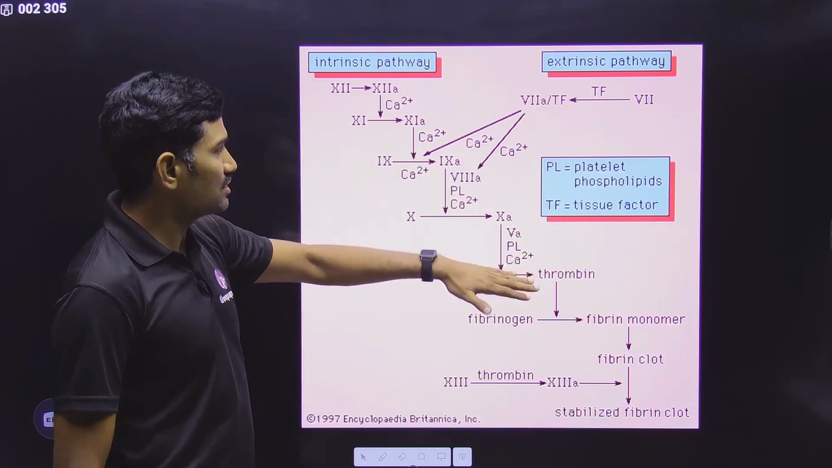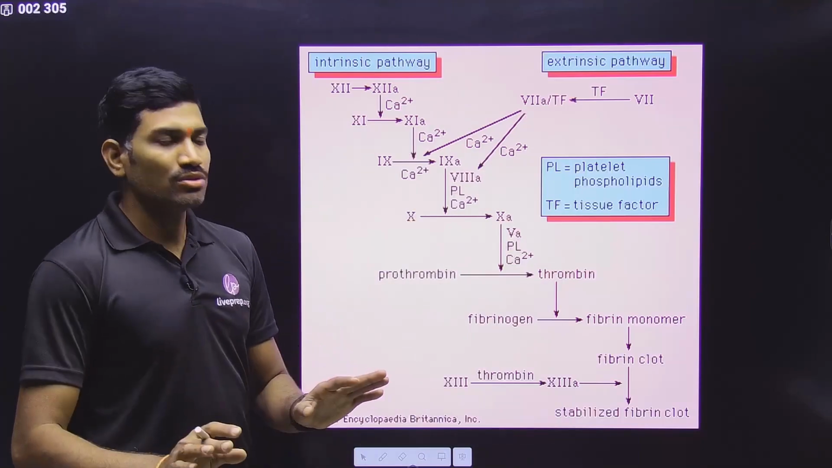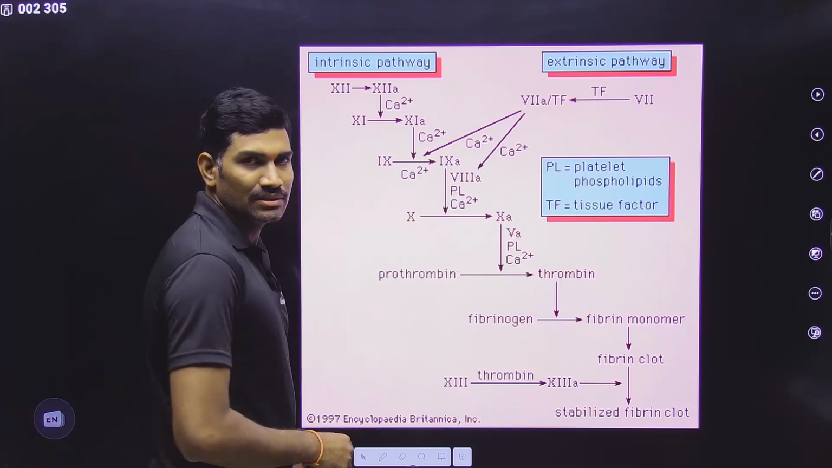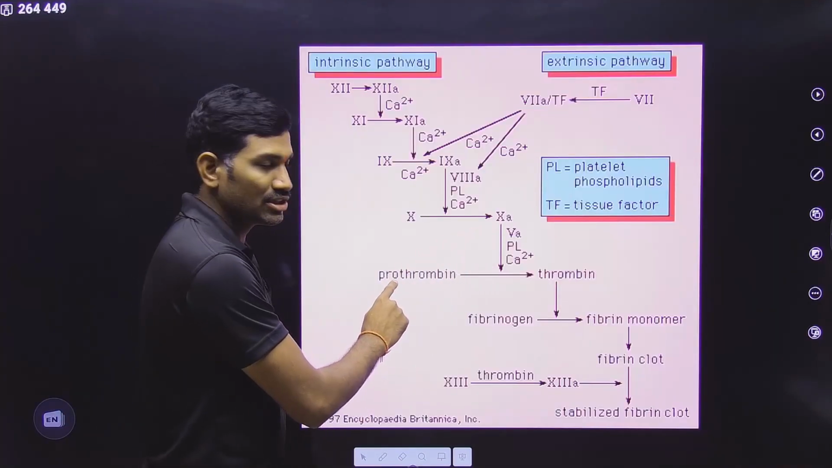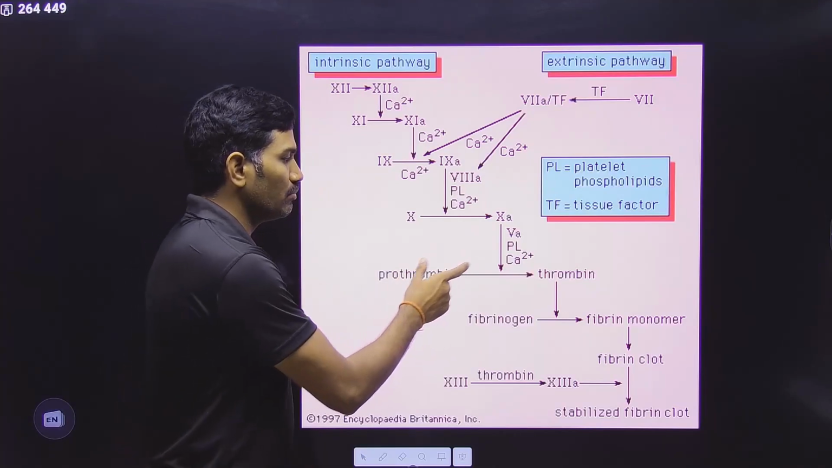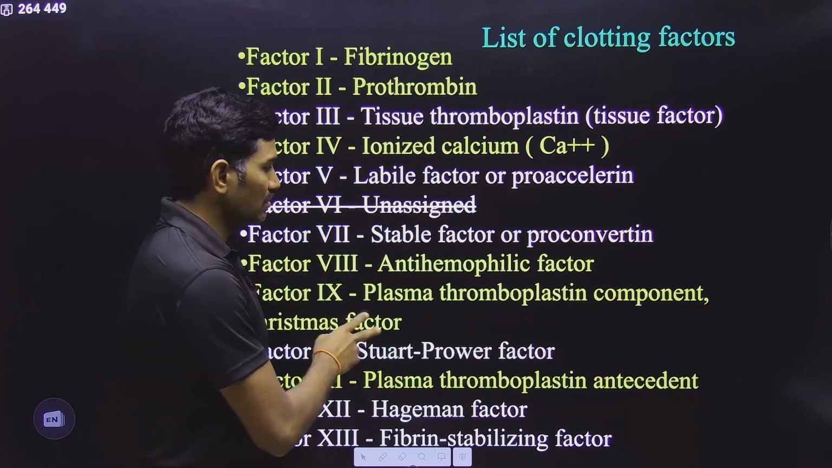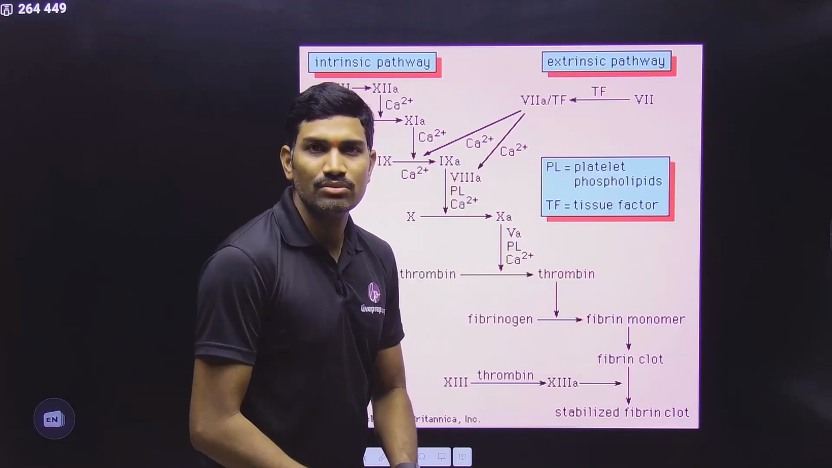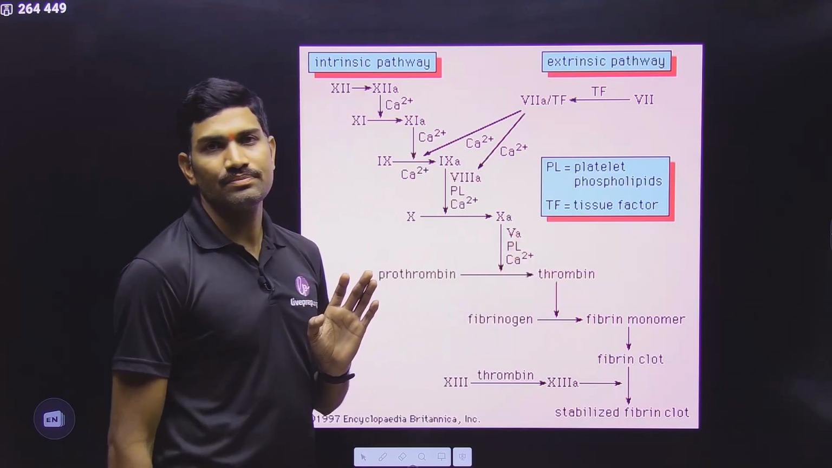Now from here onwards, whether it is intrinsic or extrinsic, these are the common steps. So now let us see what is happening here. Activated number 10 is helping in conversion of prothrombin, which is inactive, into thrombin. What is prothrombin here? It is number 2. Yes or no? It is converting inactive number 2 into activated number 2. That is the thrombin. So prothrombin is converted into thrombin.